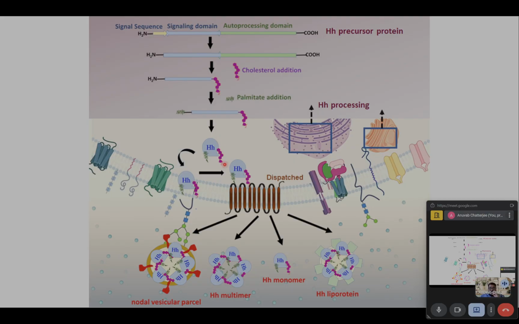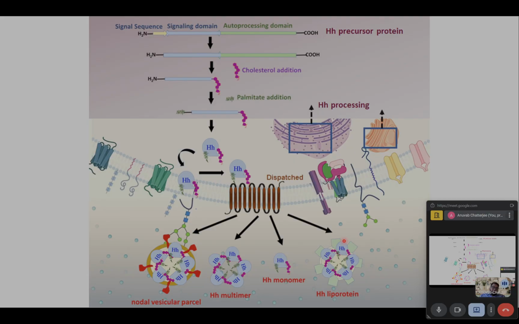The first thing that occurs is that this active Hedgehog, which has the palmitate and the cholesterol added, is transported out of the cell using the transmembrane protein Dispatched. Essentially it dispatches Hedgehog, and it does that by attaching it to different lipid moieties. It can throw Hedgehog out as a monomer, but this monomer quickly settles down close to the cell because it cannot travel in the hydrophilic environment.